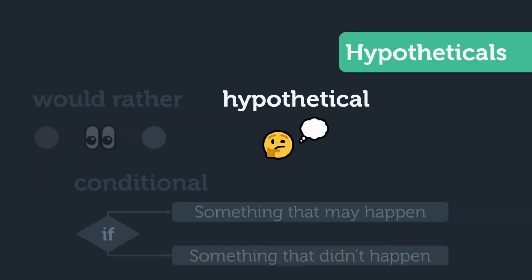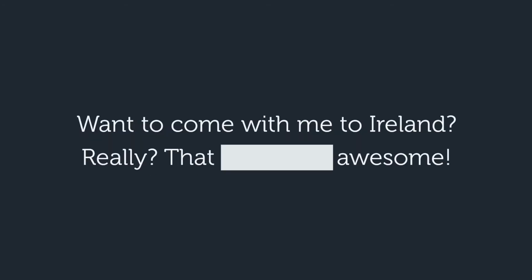The next usage of would in this category is probably the trickiest of them all. Here is when we use it to talk about possible or fake situations where we can imagine what they would be like. Let's look at some examples. If your sister asked you to go to Ireland with her, how might you respond? Want to come with me to Ireland? Really? That would be awesome.